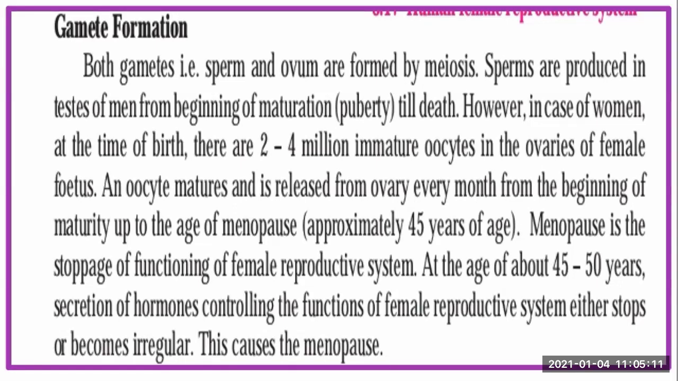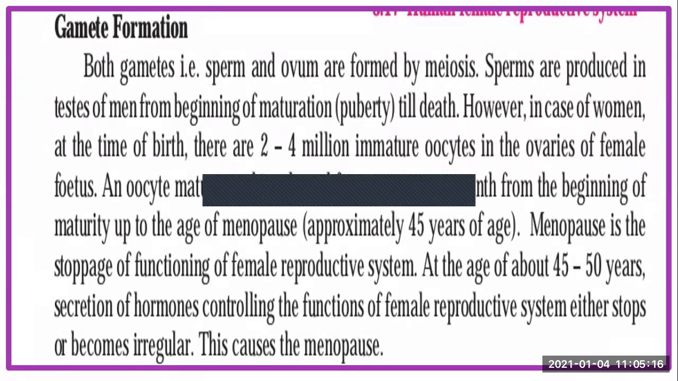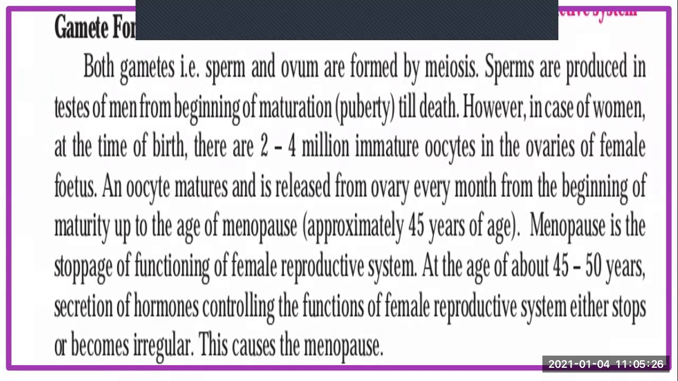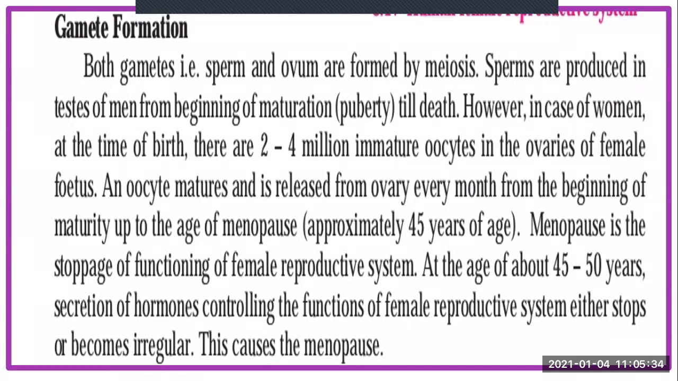An oocyte matures and is released from the ovary every month from the beginning of maturity up to the age of menopause, approximately 45 years of age. Menopause is the stoppage of functioning of the female reproductive system, as we have just discussed. At the age of about 45 to 50 years, the secretion of hormones controlling the functions of the female reproductive system either stops or becomes irregular, and this leads to menopause.